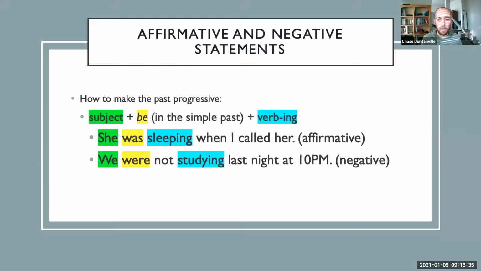We were not studying last night at 10 p.m. So here's an example of a negative. We is the subject, were is the verb be, plus not for the negative. So remember, were not, was not, and study plus -ing, studying.